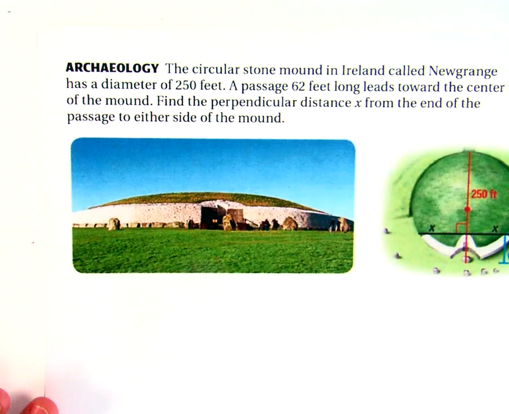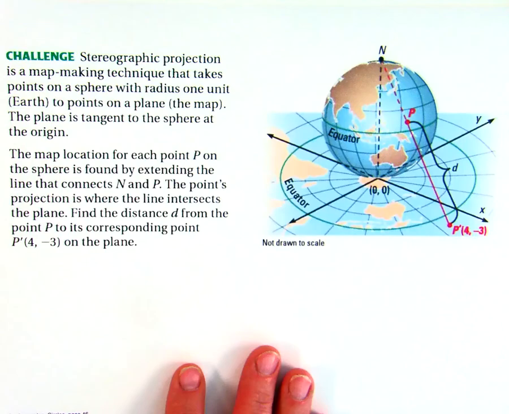Now, if you want a really interesting one, give this a try. You'll pause it. Then I'll put the answer up. Here it is, 25 times the square root of 29 over 29.